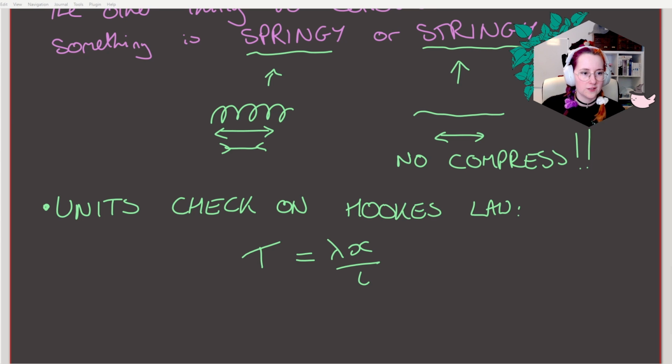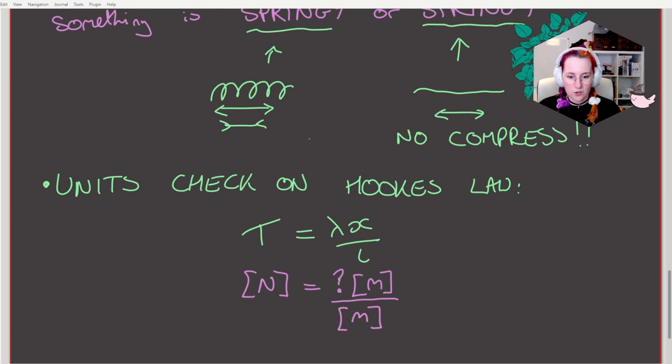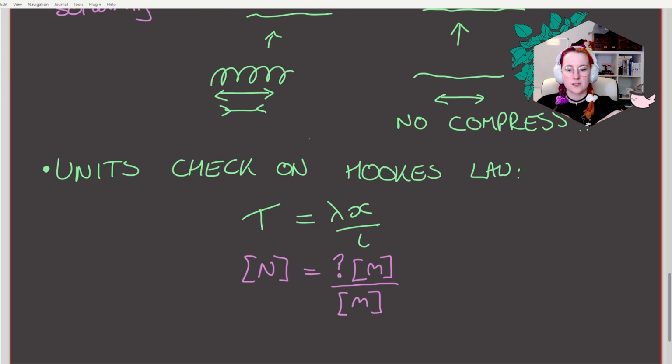So if we look at it, we have a tension, which is measured in newtons. So I'm going to do that box thing to say this is measured in newtons. Then I'm going to have my lambda, so I'll put a question mark. Now, deformed length is just a length, so it's in meters. And then a length, so that's also measured in meters. So we have something in newtons is equal to something times meters over meters. Well, the meters cancel out.